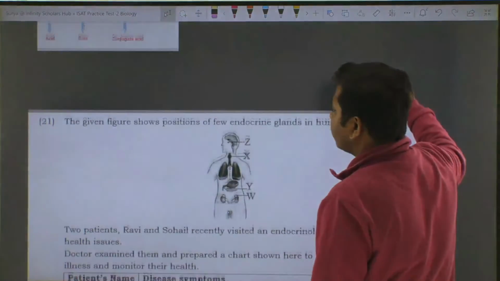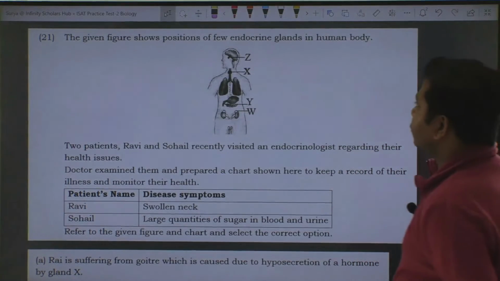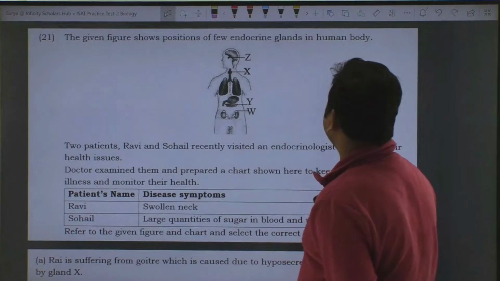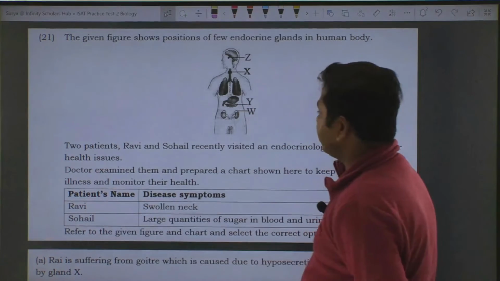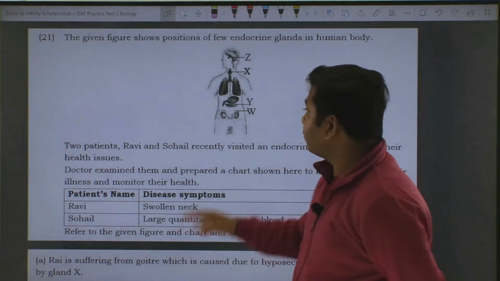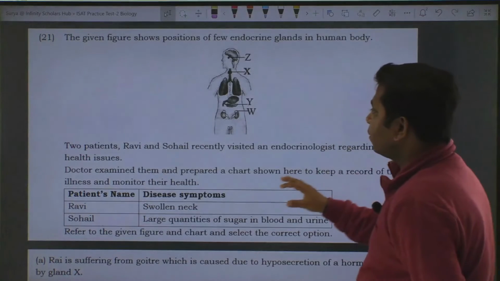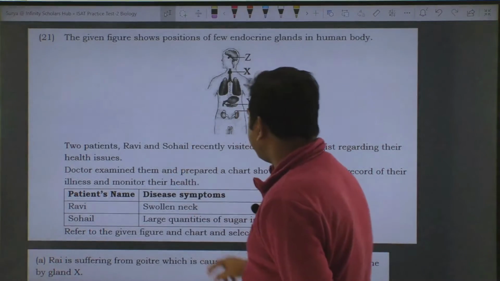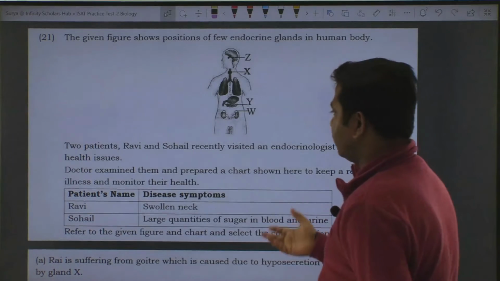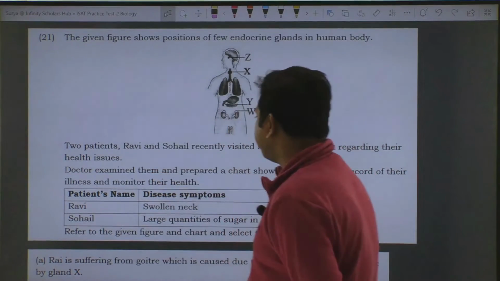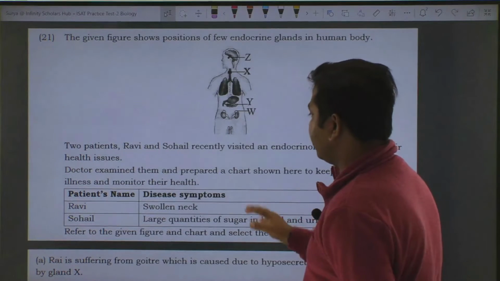Okay, so let's look at the final question. The given figure shows the position of few endocrine glands in the human body: Z, X, Y and W. These are some glands which have been given at different locations. And two patients, Ravi and Sohail, recently visited an endocrinologist regarding their health issues. The doctor examined them and prepared a chart shown here to keep a record of their illness.